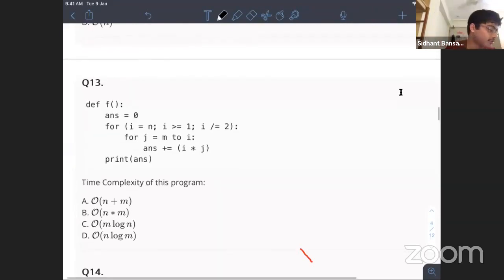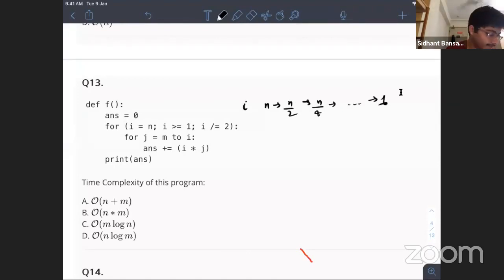Yeah. Okay. So the broad idea is that n is going from n to n by 2 to n by 4, right? Up till 1, say. This is the I loop. And the J loop is going from M to I, but obviously, just for the complexity analysis, you can think of it as going from I to M. It doesn't matter. It's just simpler to think that it goes in ascending order than in descending order.